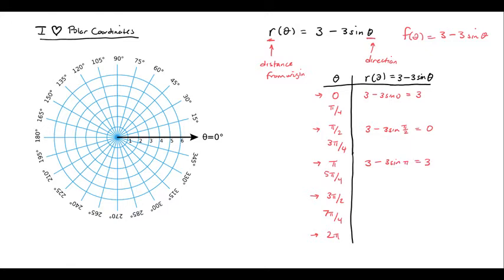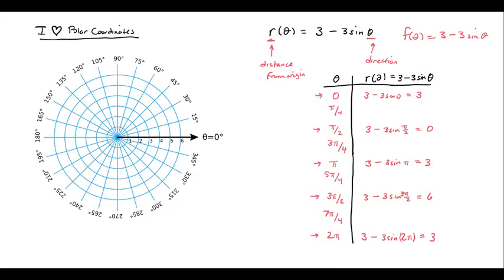At 3 pi over 2, I get r of theta equals 3 minus 3 sine of 3 pi over 2. Sine of 3 pi over 2 is negative 1. So I'm going to get 3 minus 3 times negative 1, that's 3 minus negative 3, that's 6. And then at 2 pi, that's going to be the same as if I were evaluating at theta equals 0, because this function has a period of 2 pi. Sine of 2 pi is 0, so I should get 3 again.